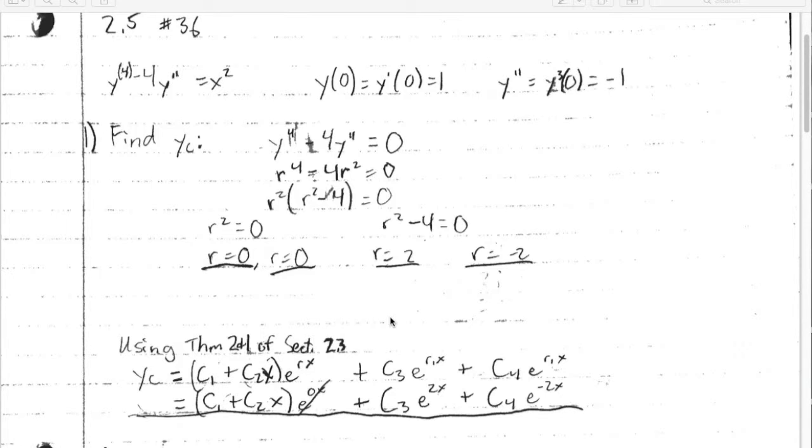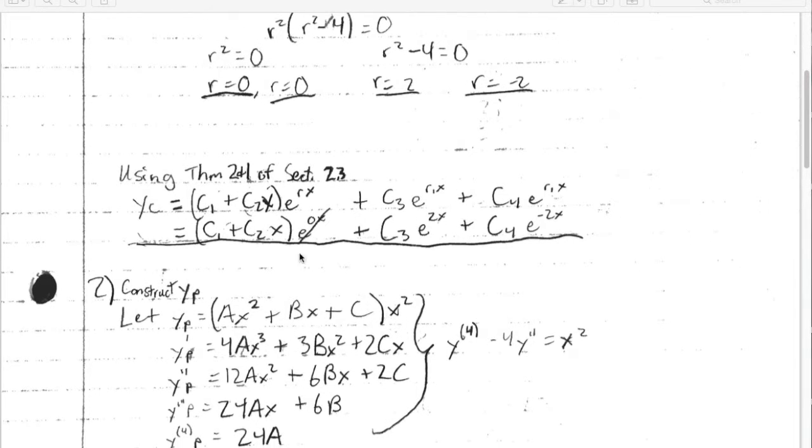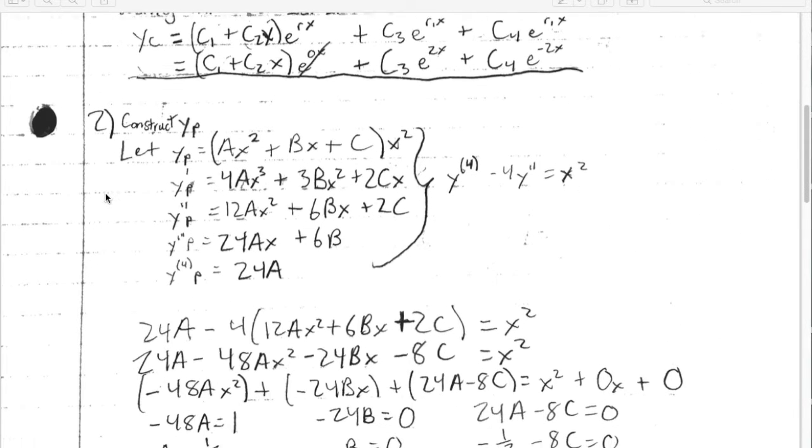theorem 1 to this, where if there's two distinct values, then you just do c times e raised to the power of r times x. So in this case, it would be c3 e raised to the 2x and c4 e raised to the negative 2x, because our r values are 2 and negative 2. So that would give us our total y sub c, which is c1 plus c2 times x plus c3 times e raised to the 2x plus c4 e raised to the negative 2x.